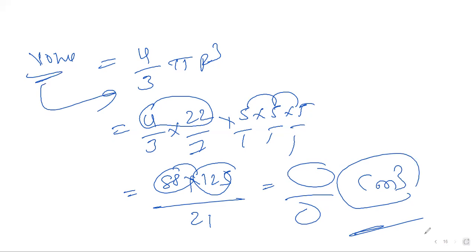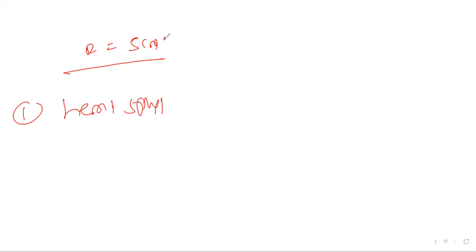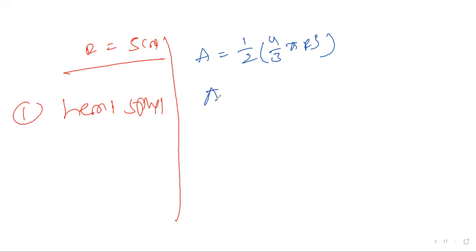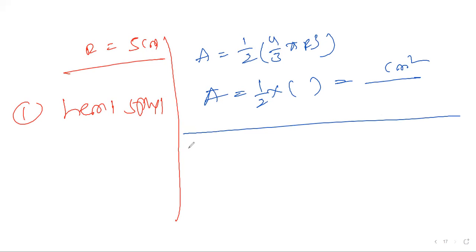Now with the same dimensions they are asking about a hemisphere. The same dimension, let us take r is the same, 5 centimeter. They're asking about the hemisphere case. So similarly, for the hemisphere you need to take the formulas. The hemisphere area means what? 50% of the area of the sphere. Previously you had the area of a sphere, and you can do the same here. The answer is in centimeter square.